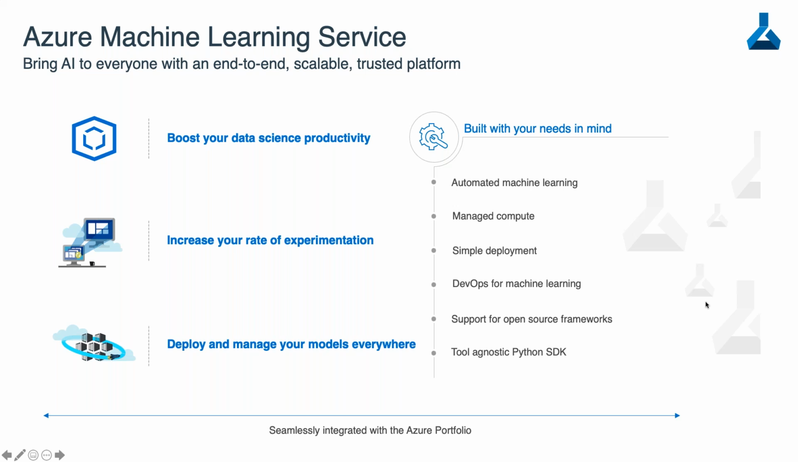It's not going to give you as good a result as something that a human had fine-tuned and optimized, but at least it'll give you a general direction of where to optimize. So that's automated machine learning. And as I mentioned, the managed compute, simple deployment, DevOps, and then I'll talk next about the open source frameworks and our Python SDK.